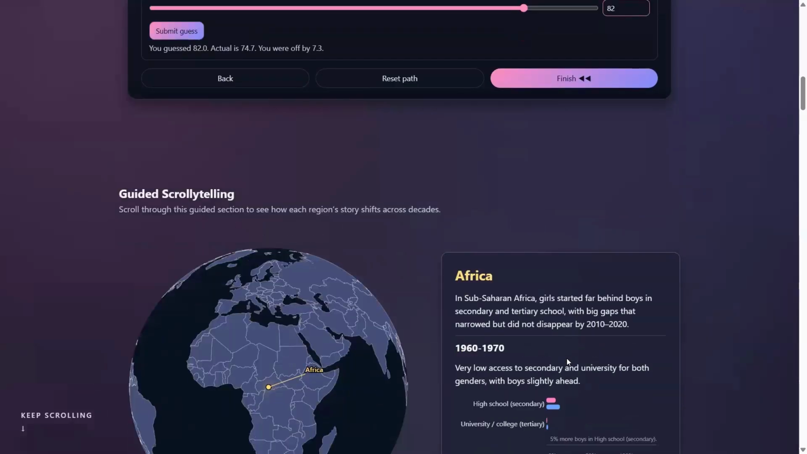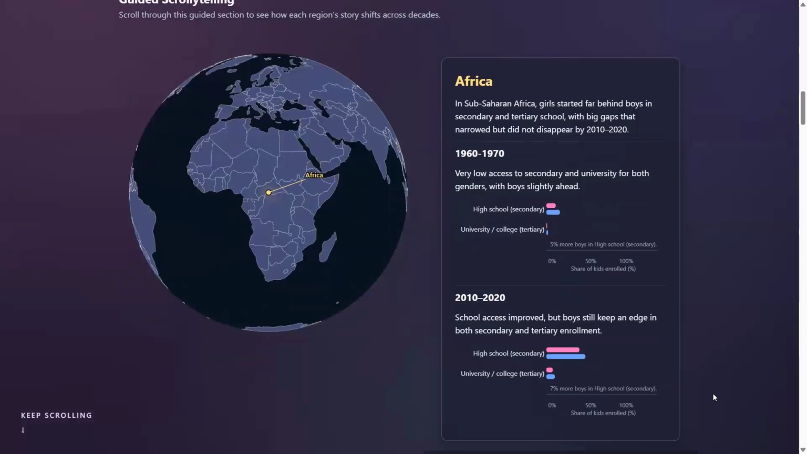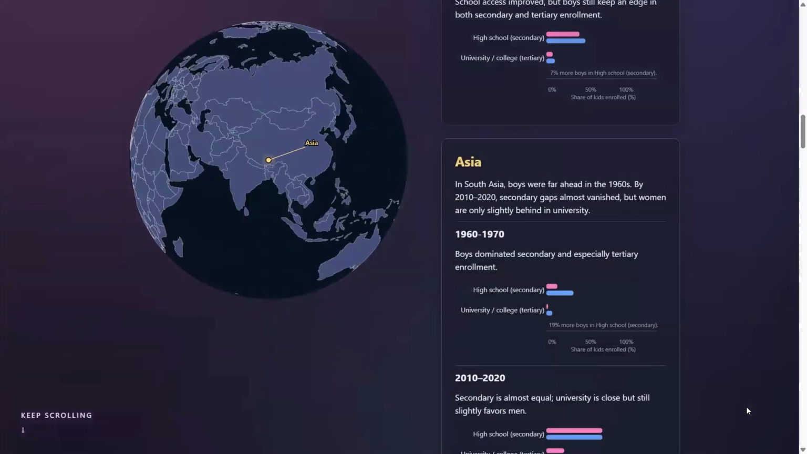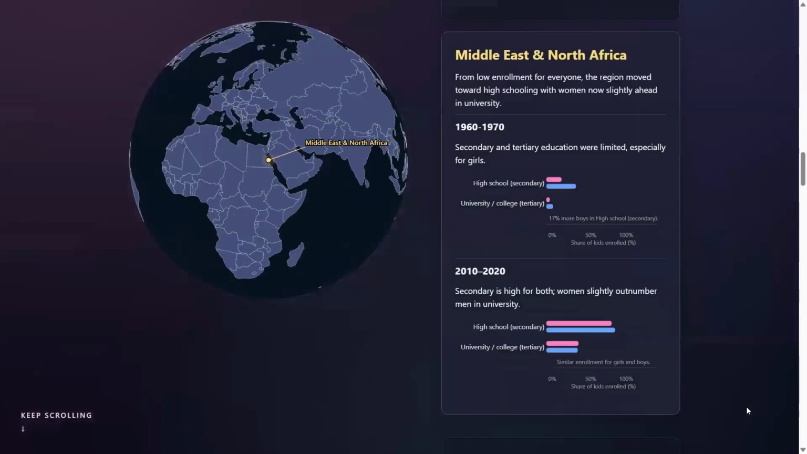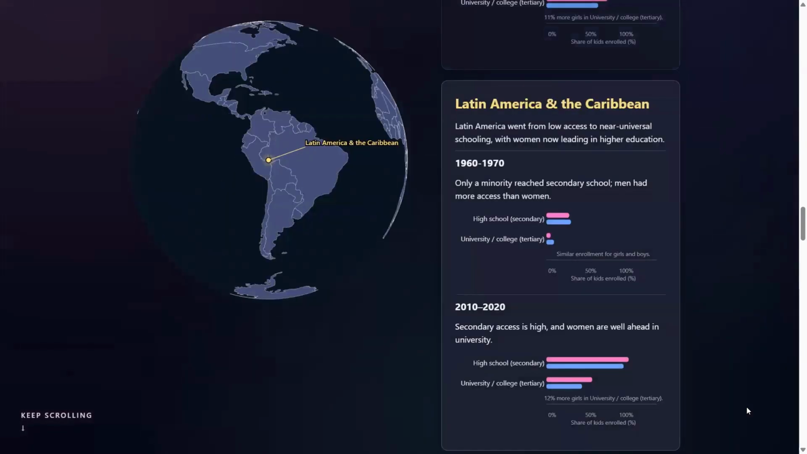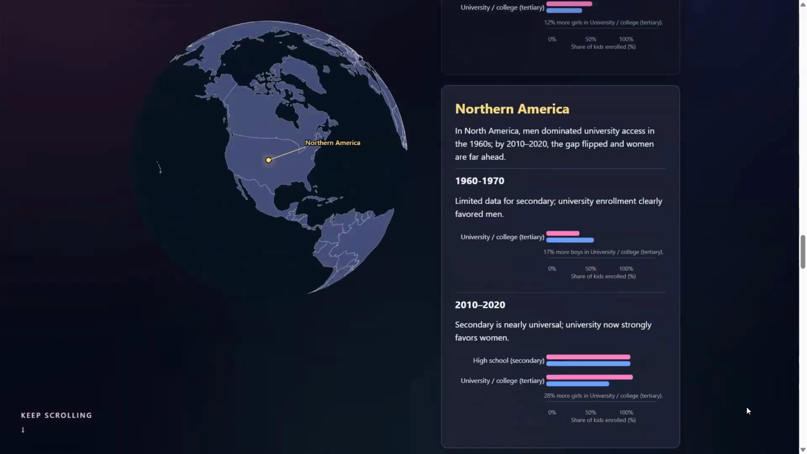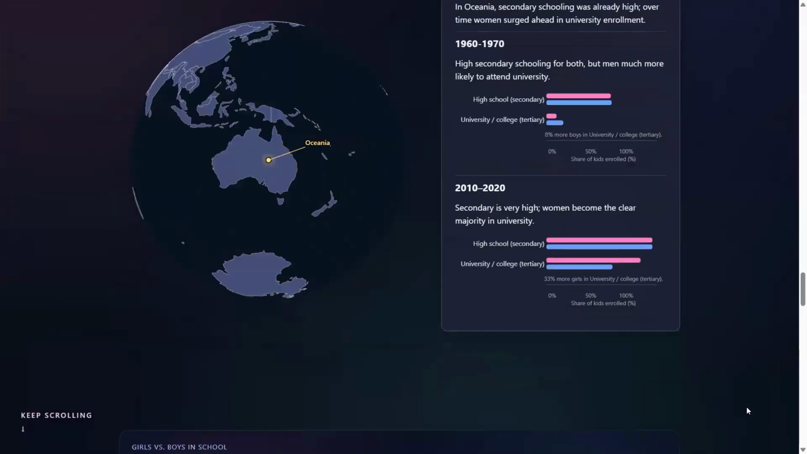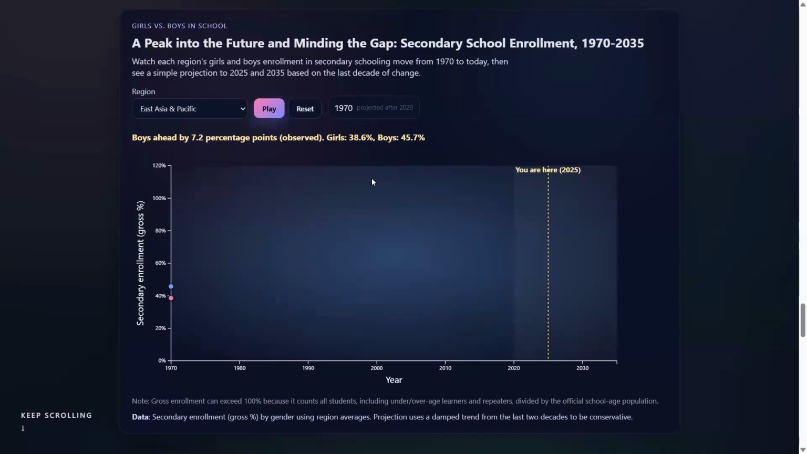Next, the user will scroll through a guided storytelling activity where they'll be given more information about the gender gaps, and we provide the first decade and last decade of data in our dataset to show how enrollment rates have changed from the first decade in our dataset to the last decade in our dataset. They'll then be guided to an animation activity where they can select the region, and then they will see how the gender gap has changed in education over time.